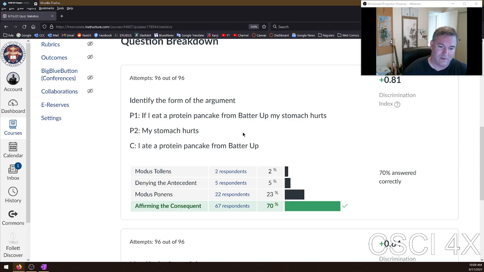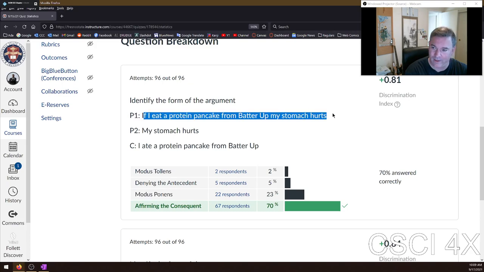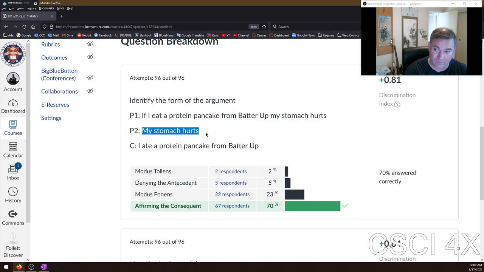And those of you that said modus ponens, you're looking at the form here. If X, then Y. It's supposed to be X, then Y. It's backwards. It's affirming the consequent. If X, then Y; Y, therefore X. That's a fallacy called affirming the consequent. And most of you guys got it, so that's good.